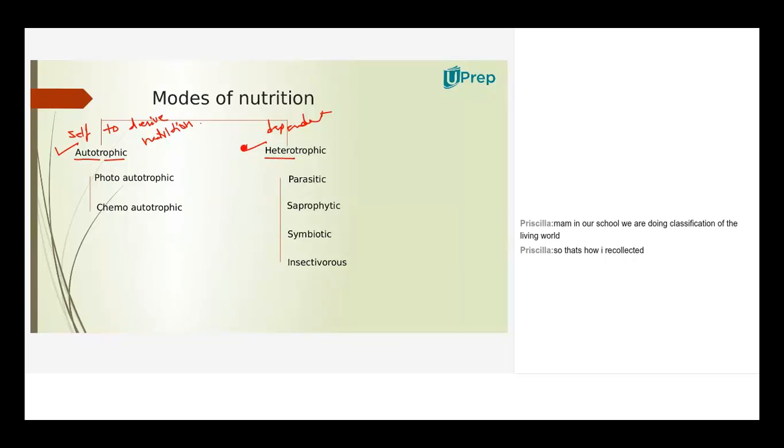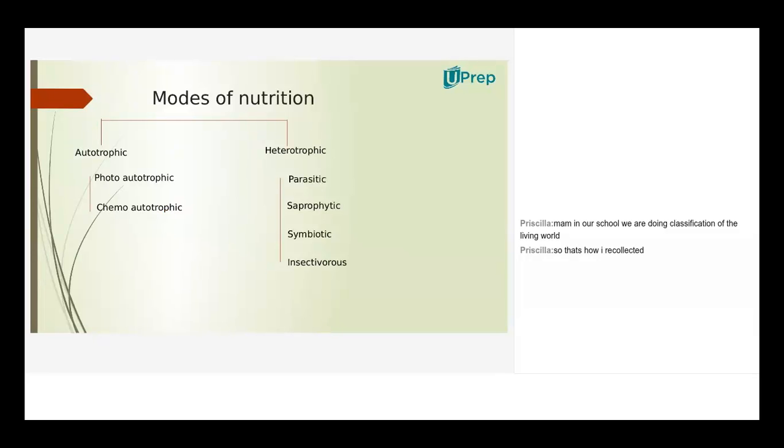So now even autotrophs are of two types, photoautotrophs and chemoautotrophs. What is the meaning of photo here? Light. Very good. So basically plants which can make food in the presence of light, that is sunlight. And what is the meaning of chemo? Chemicals. Very good. So basically these are plants which can make food in the presence of chemicals, because maybe they lack chlorophyll, or they have less chlorophyll, or they require certain chemicals to prepare food.